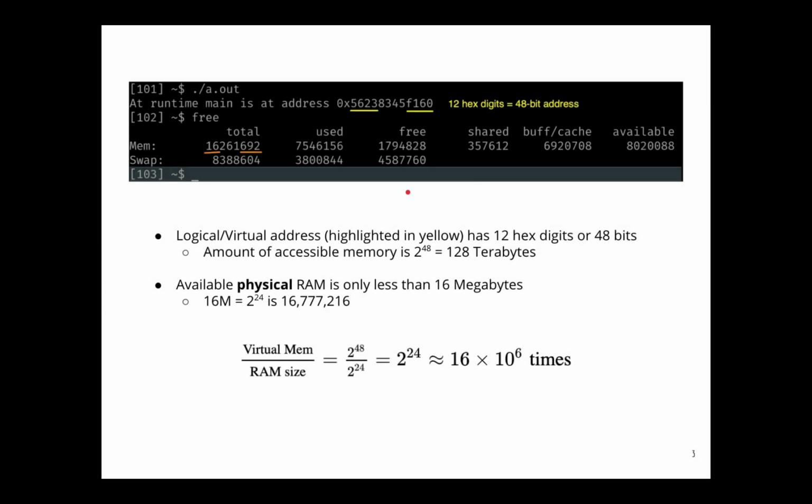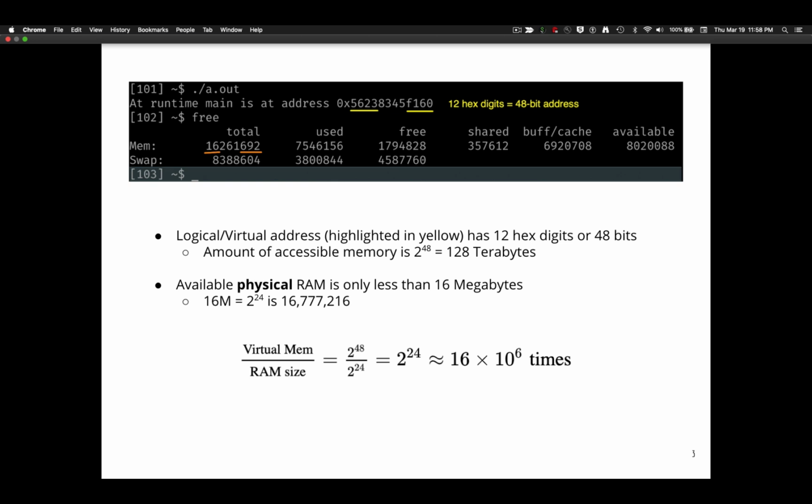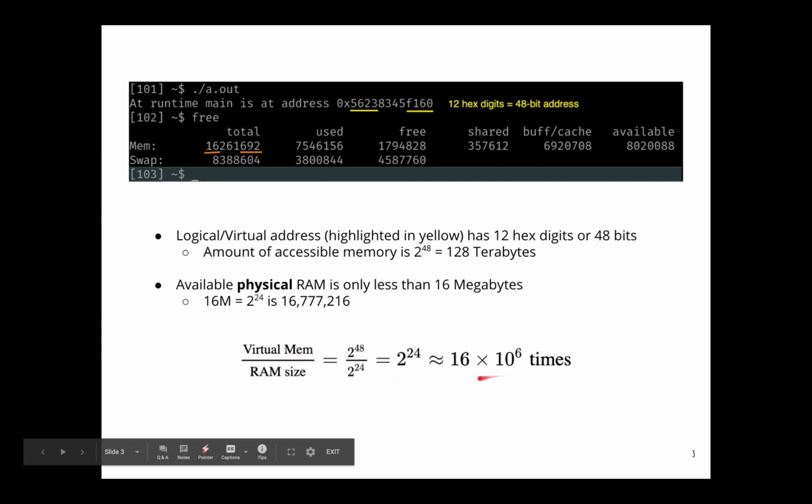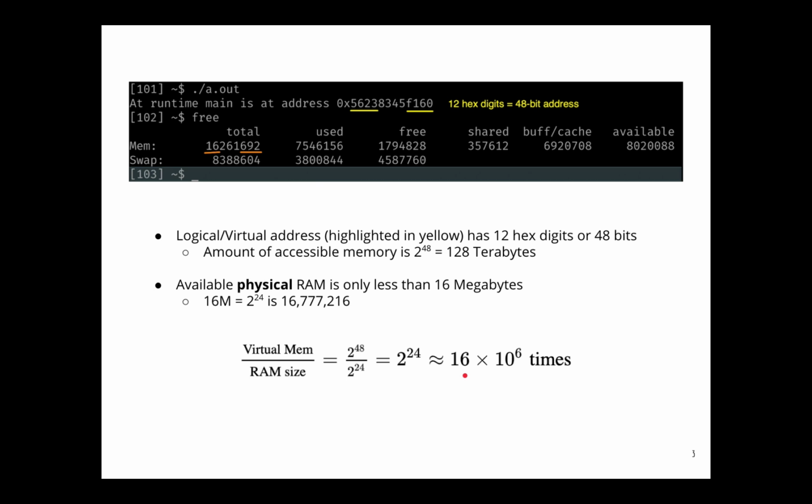Let's look for a proof of the illusion claimed in the previous page. The screenshot shows the output of a C program on a Linux machine. The logical address printed by the program shows a 12 hex digit address, which is equivalent to a 48-bit address. So technically, the amount of logical address space accessible to this program is 2 to the power of 48, or 128 terabytes. But the amount of available RAM is only 16 meg, which is 2 to the power of 24. So that means the amount of virtual memory compared to the actual RAM size is almost 16 million times larger.